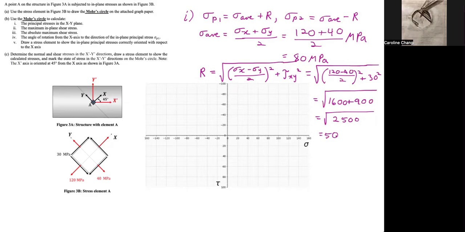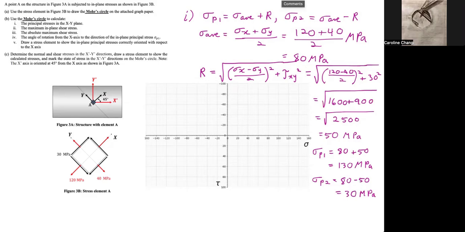All right, so now we have our sigma average and our R value. So now we can calculate that principal stress 1 is equal to 80 megapascals plus 50, equals 130 megapascals. And that sigma P2 is equal to 80 minus 50 equals 30 megapascals.